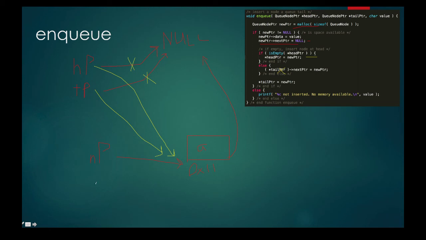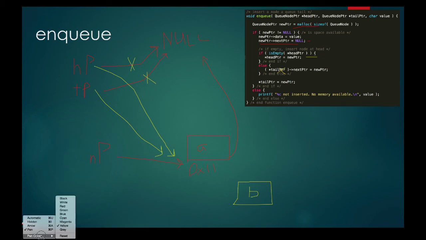Let me erase some of this. So if we added a second item, I'm going to try to do this. I'm not sure, I might get the screen just a little too cluttered here. But let's say that we add a second item, and we want to enqueue the value B. We have this current setup.